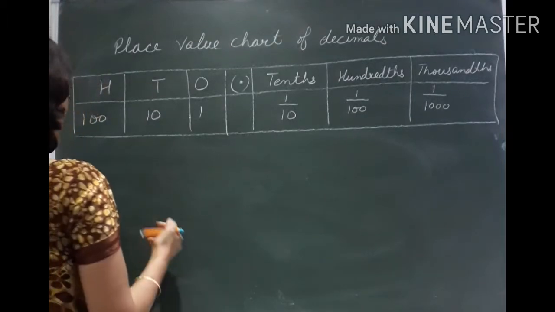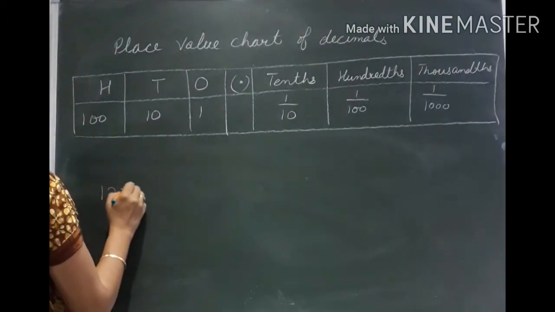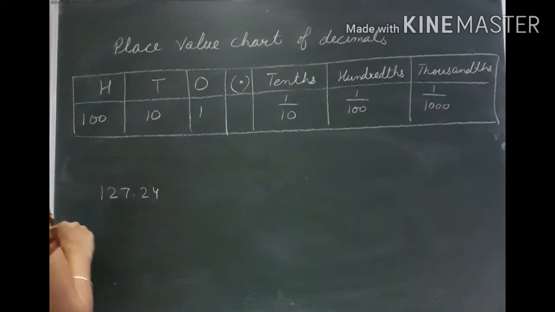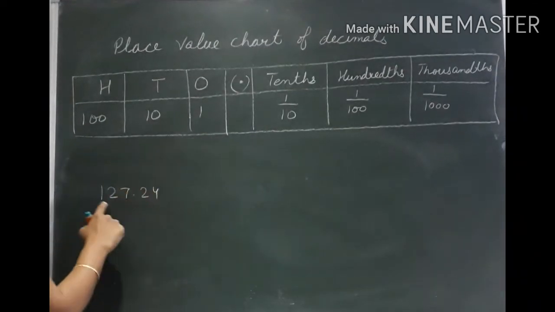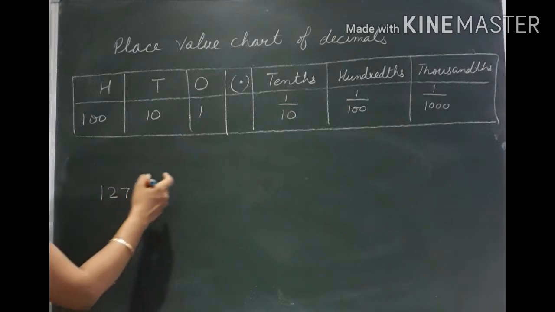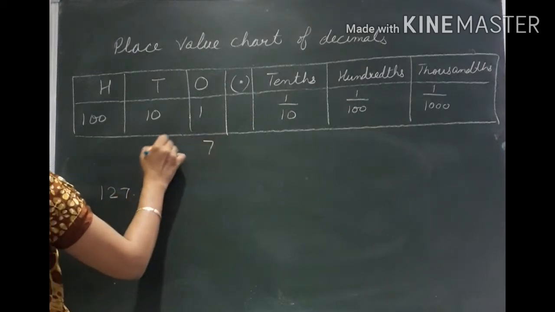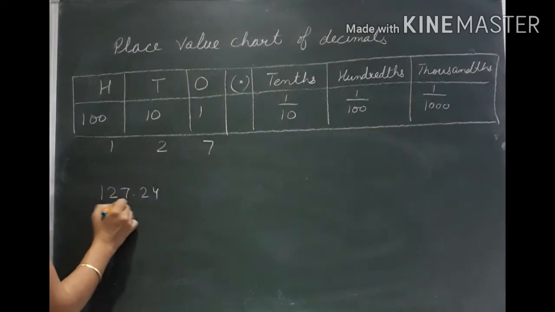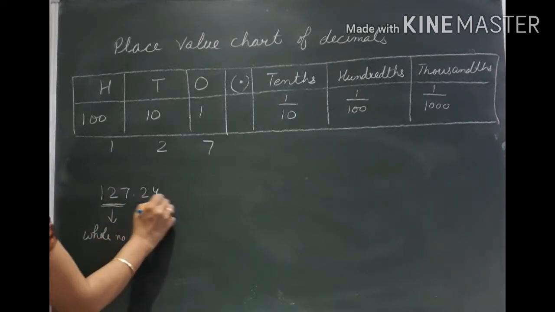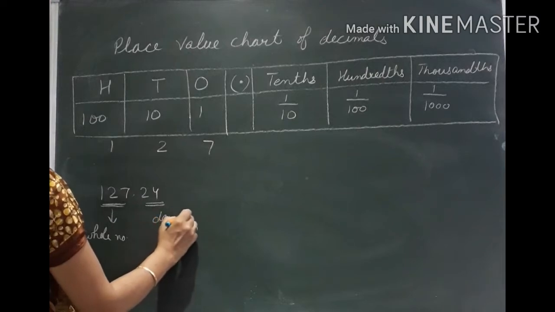Let us take some examples. One question I am giving: 127.24. I have to put this in the place value chart. So where will you put this? 127. 1 is at hundreds place, 2 is at tens place, 7 is at ones place. So what will come here? 7, 2, 1. This is the whole number part of the number, and this is the decimal part.